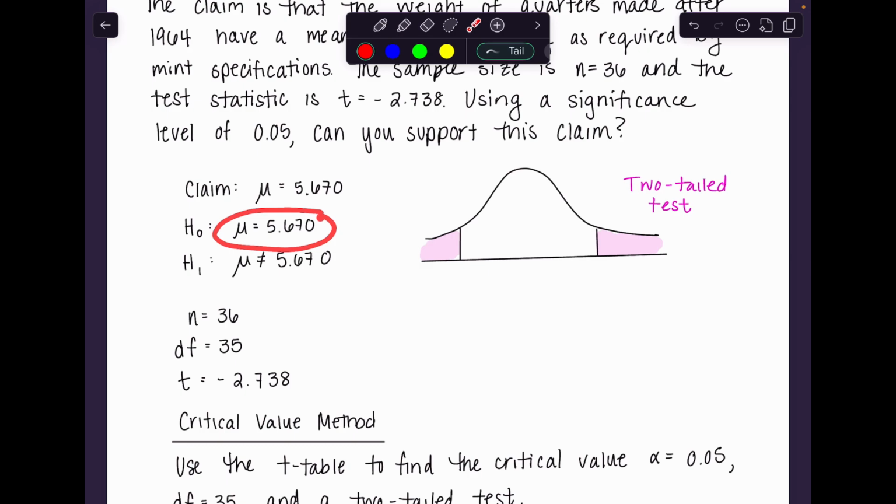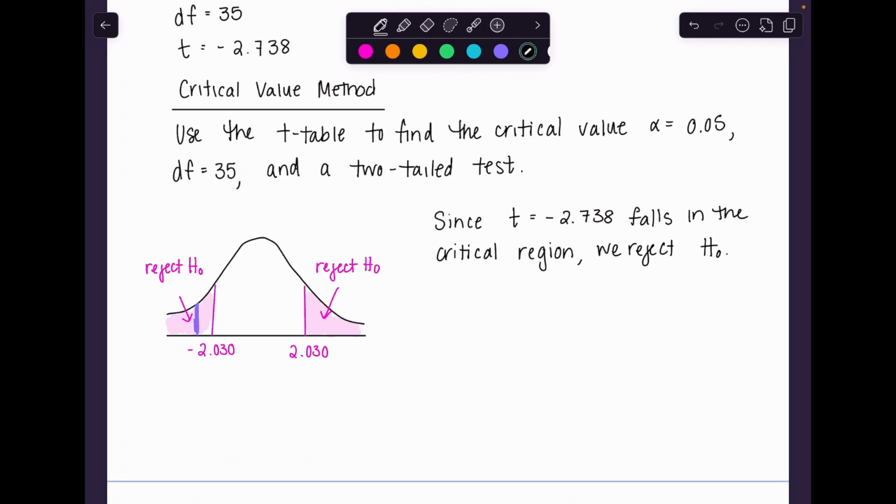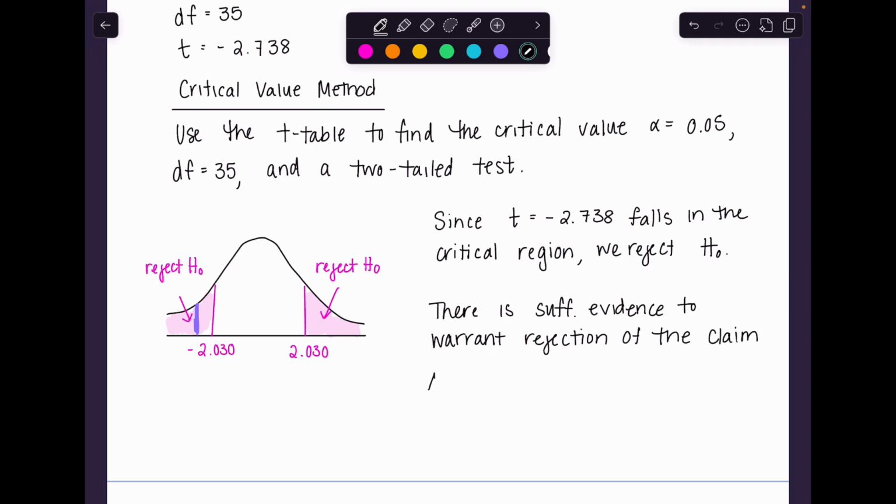So that tells us there's sufficient evidence to warrant rejection that the mean of these quarters is 5.67 grams. Okay. So what we can say is there is sufficient evidence to warrant rejection of the claim that the mean weight of these quarters made after 1964 is equal to 5.67 grams.